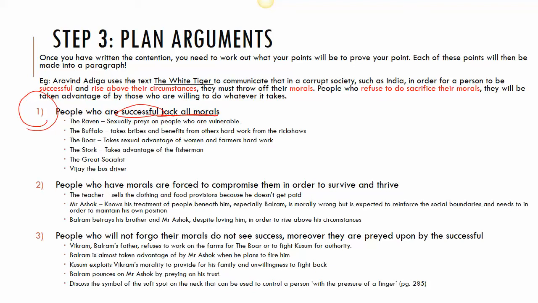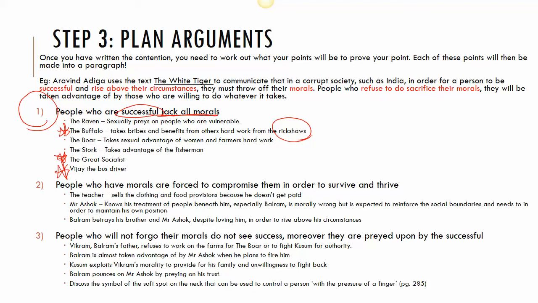And we know that the rickshaw pullers are the poorest of the poor. So that makes him a particular kind of bad guy, because also Vikram was a rickshaw puller and we are supposed to feel really empathetic for them. We've also got the Boar, who takes sexual advantage of women and the farmer's hard work. The Stork, who takes advantage of the fisherman. We've also got the Great Socialist, which I think would be an interesting one. And even Vijay, the bus conductor, I think he's a really cool person to talk about as well.